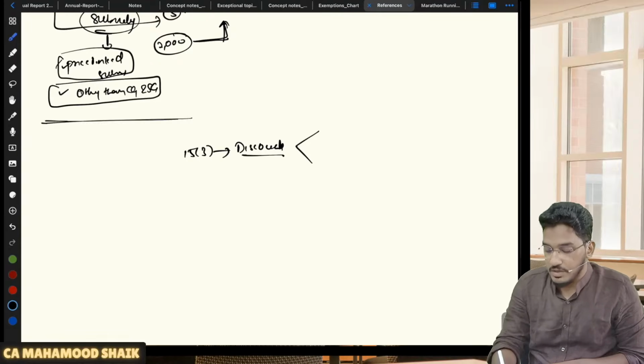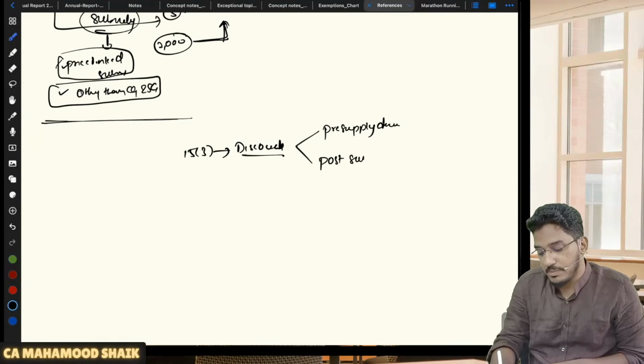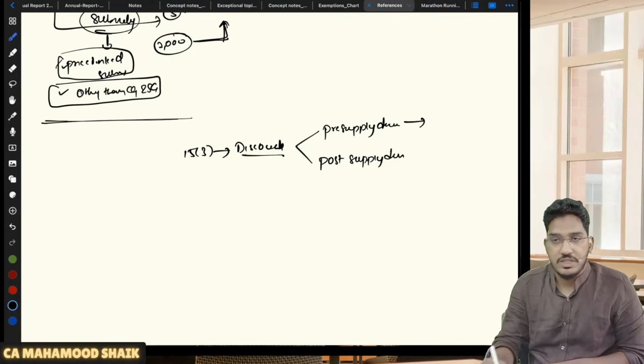One is those discounts which are recorded on the invoice itself. For simplicity, I will call them pre-supply discounts. And there will be something called post-supply discounts. Sir, what are pre-supply discounts? Those discounts which are given at the time of making supply and which are duly recorded on the invoice.